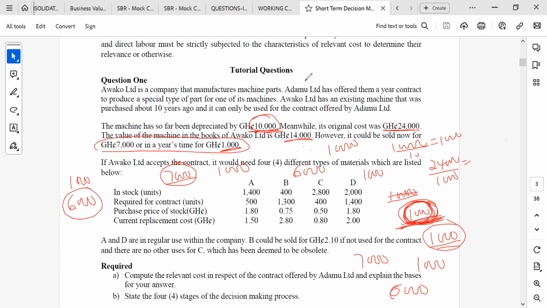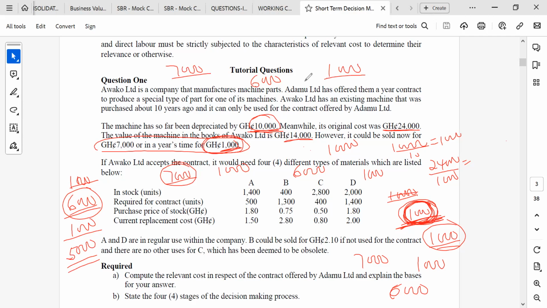So if you use the machine for the contract today, it means that you'll be losing 6,000. But the question is saying that at the end of the year, after using the machine, you are going to sell it for 1,000. So it means that if you use the machine today, you'll be losing 5,000. If you sell it today, you'll be renting for 1,000. So if you use it today, it means that you'll be losing 6,000, which is the amount that you are selling and the renting fee.